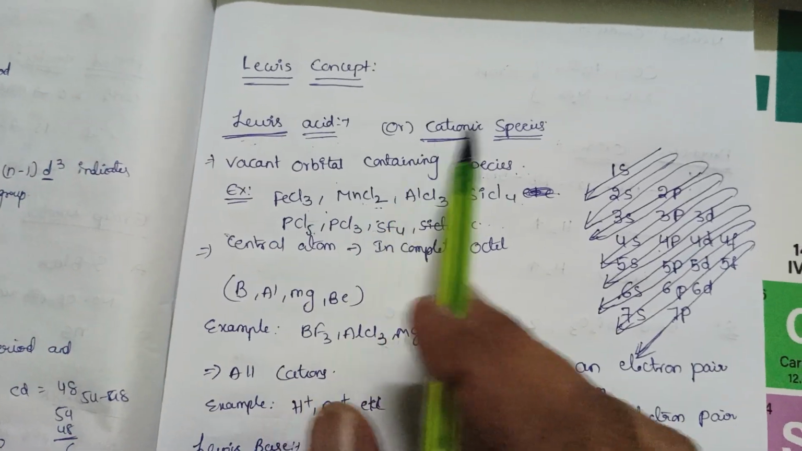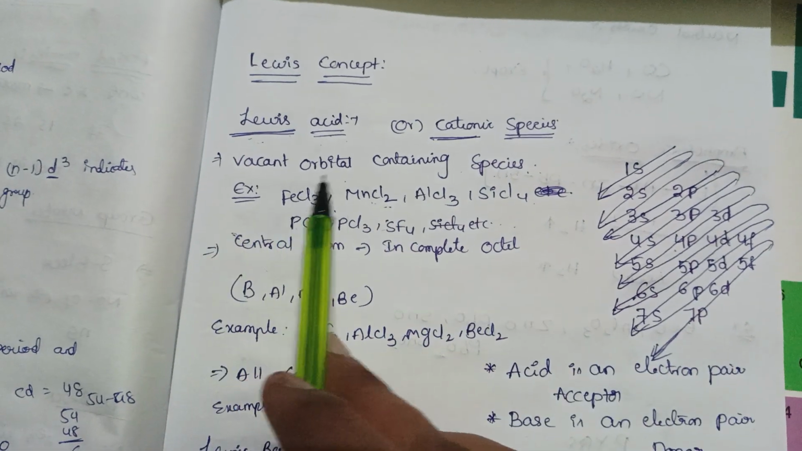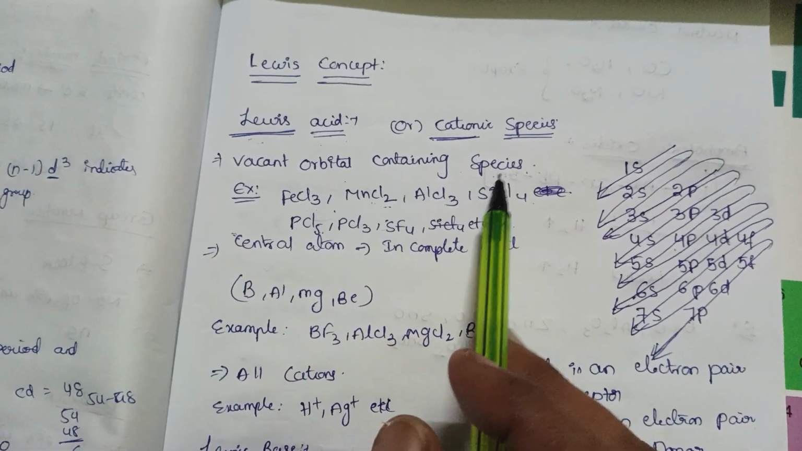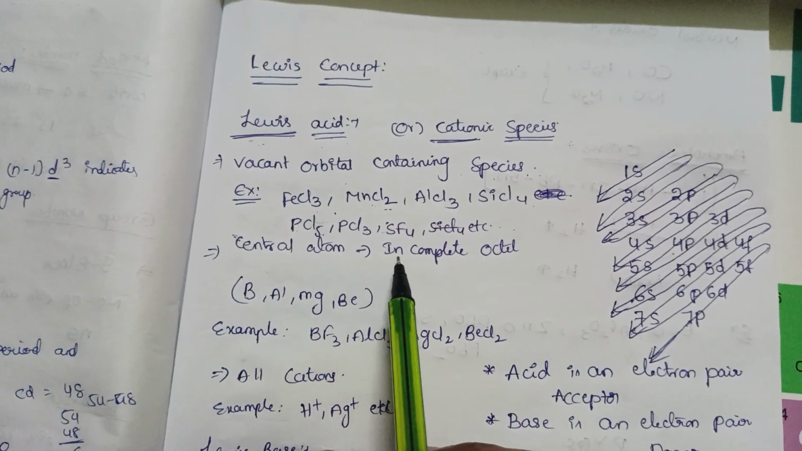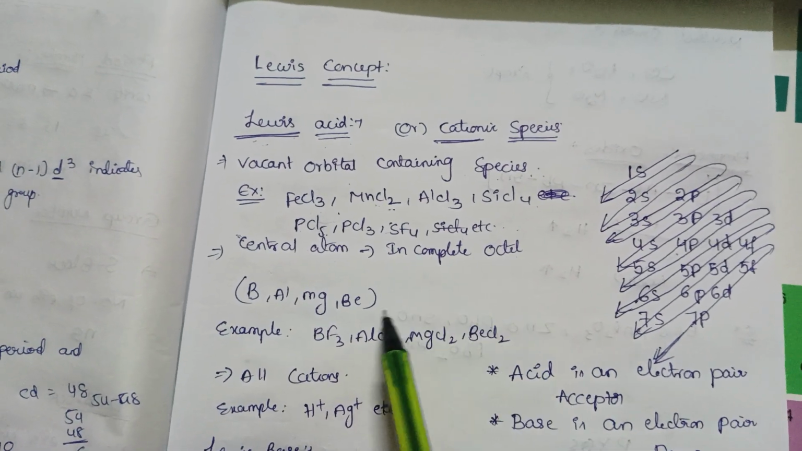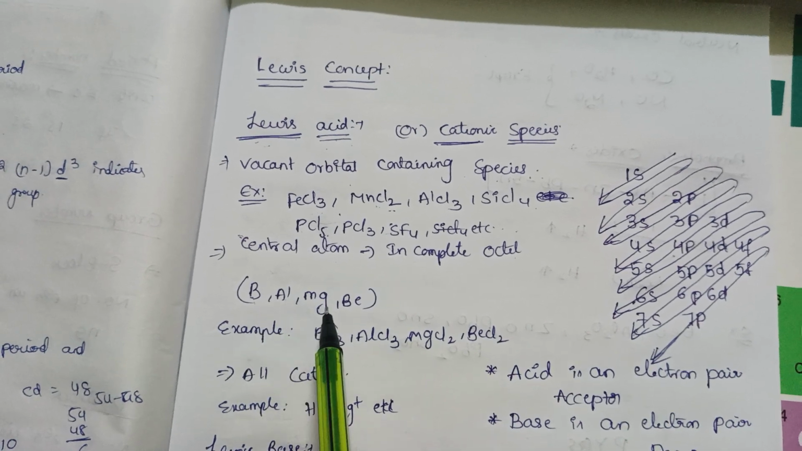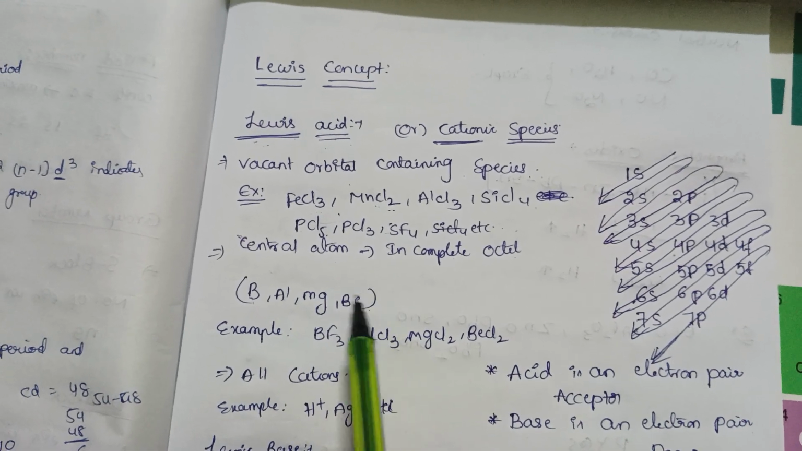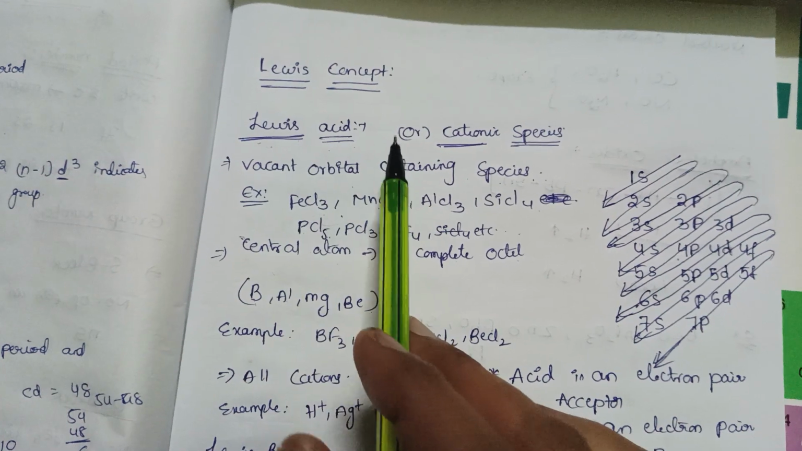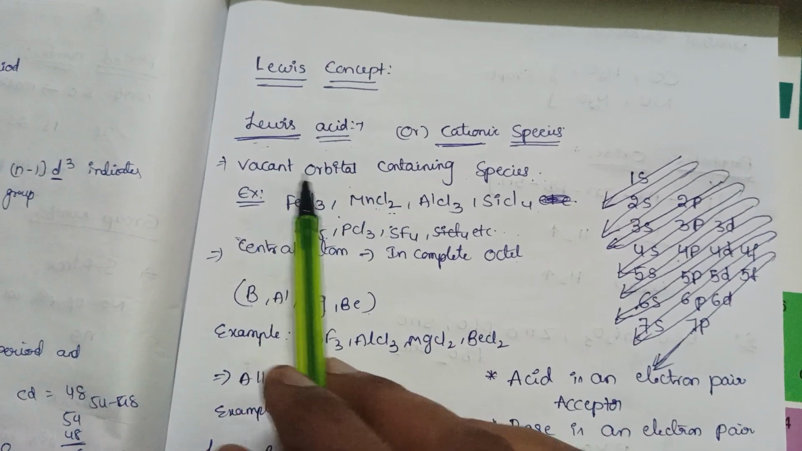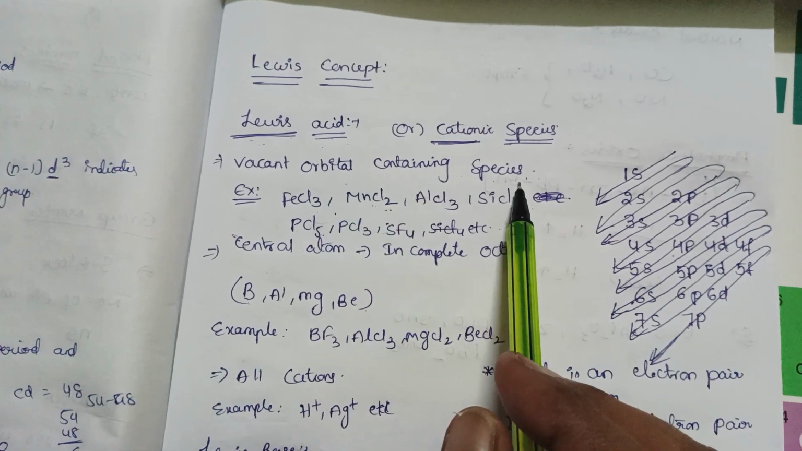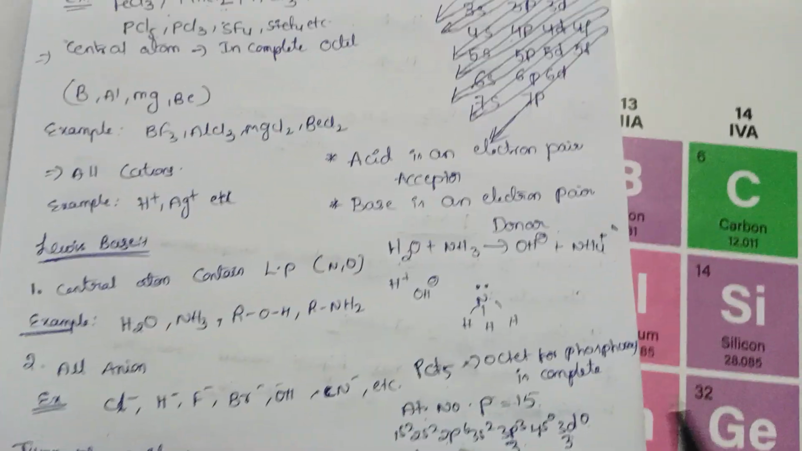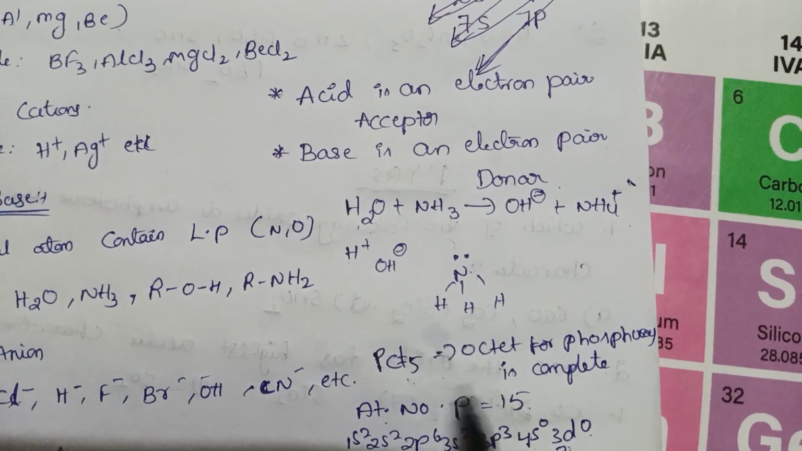Lewis acid or cationic species. Vacant d orbital containing species act as Lewis acids, and species whose central atom has an incomplete octet, such as boron, aluminum, magnesium, beryllium, also act as Lewis acids. Okay, what is a d orbital? What is a vacant d orbital containing species? Let's take one example, PCl5.